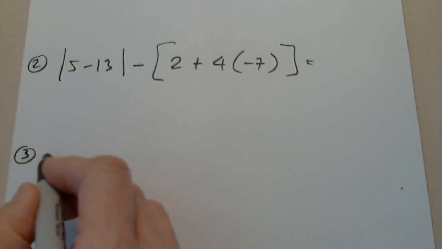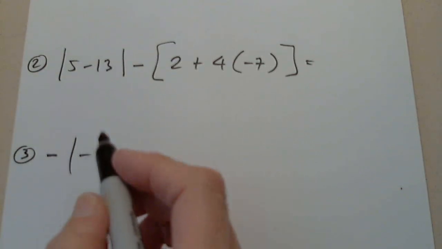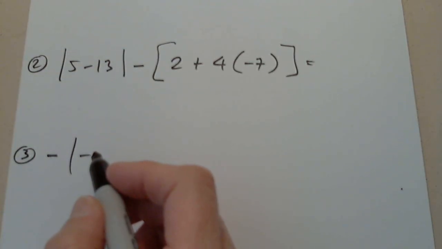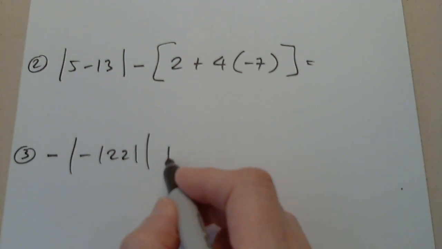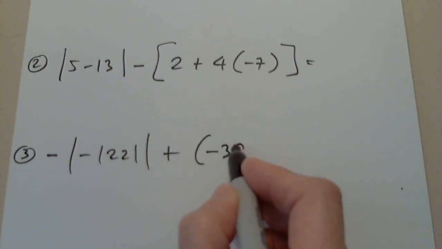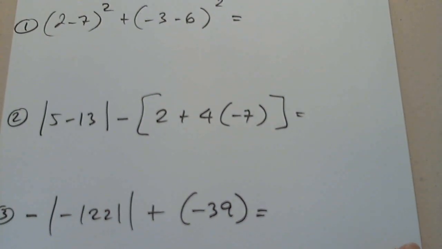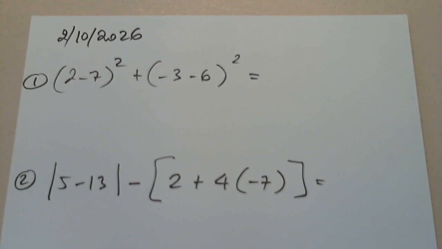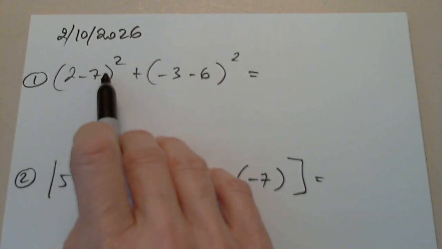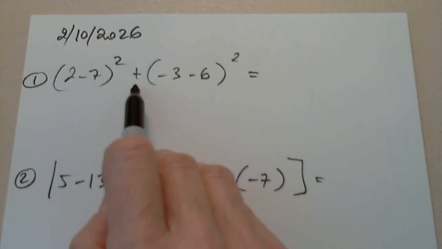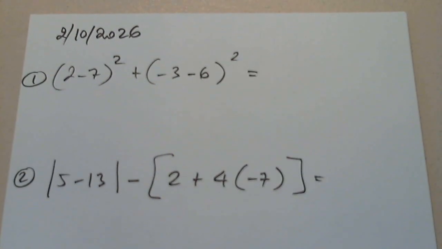And here's another one. Copy just the first one for now. So let's copy the first one. What does the first one say? In the quantity, in parentheses, 2 minus 7, everything squared, and then plus, again, parentheses, negative 3 minus 6, everything squared.